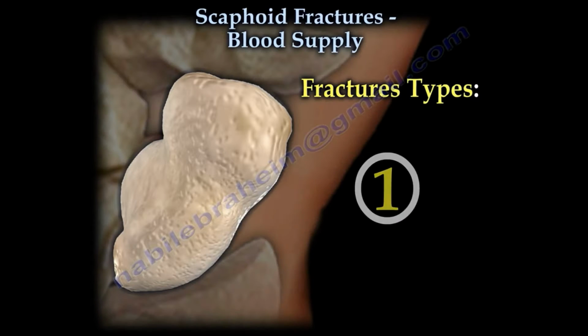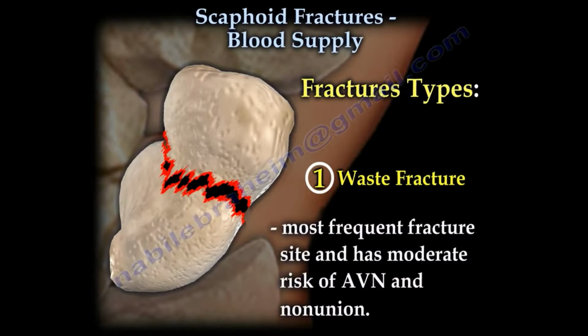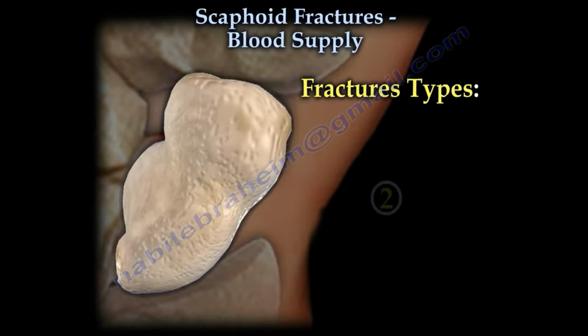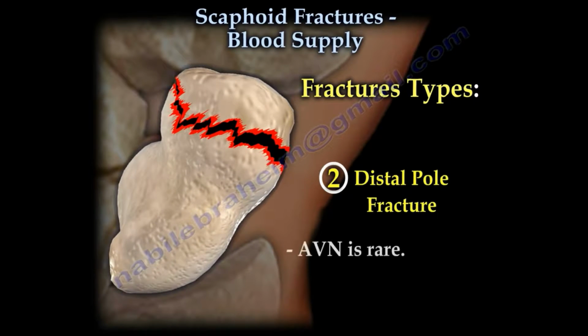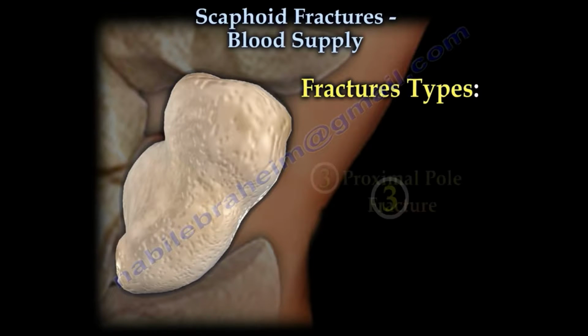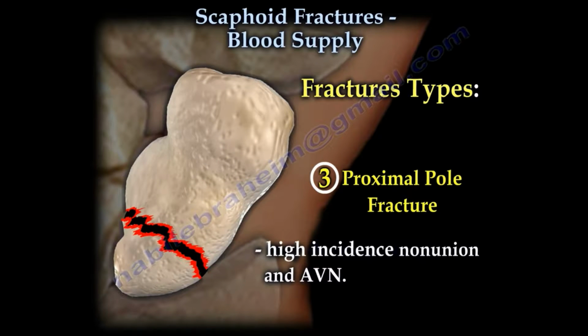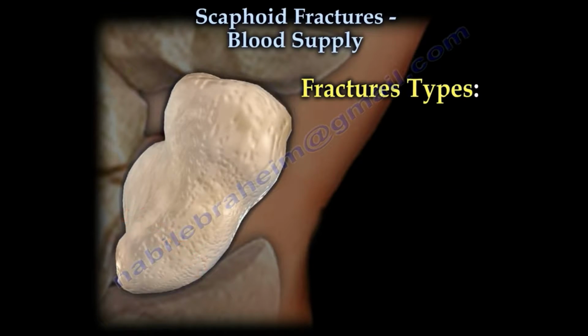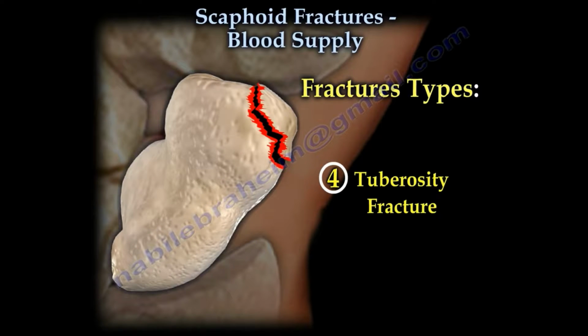Fracture types. First is waist fracture. Most frequent fracture site and has moderate risk of avascular necrosis and non-union. Type 2, distal pole fracture. Avascular necrosis is rare. Type 3, proximal pole fracture, high incidence of non-union and avascular necrosis. Type 4, tuberosity fracture.